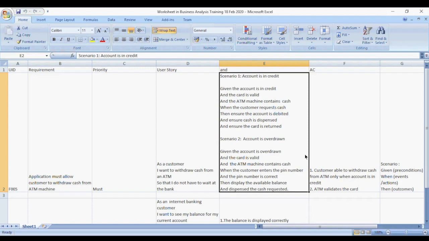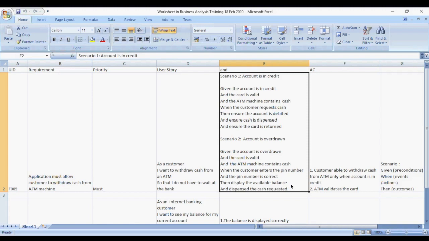So what should happen? We are now writing in the Gherkin language, the acceptance criteria to let the programmer know how to code it, saying: given the account is overdrawn, and the card is valid, and the ATM machine contains cash, when the customer enters the PIN number. You can see now that I've changed it. So that's the action. When the customer enters the PIN number, and the PIN number is correct, you can see now I'm using given, when and then.